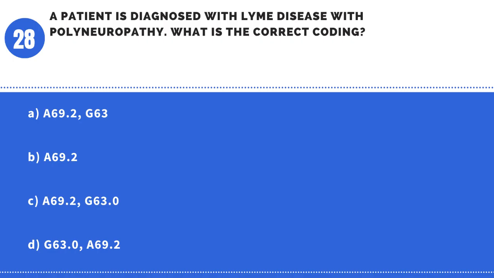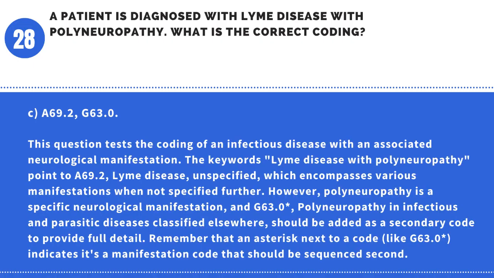Question 28. A patient is diagnosed with Lyme disease with polyneuropathy. What is the correct coding? A. A69, G63. B. A69. C. A69, G63. D. G63, A69. Answer C.